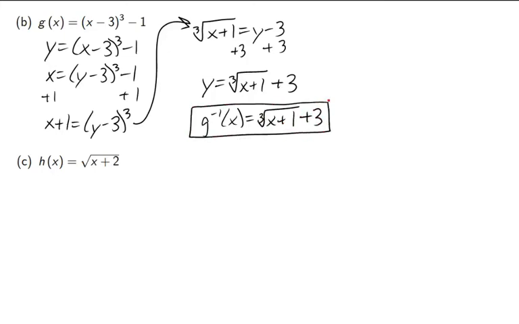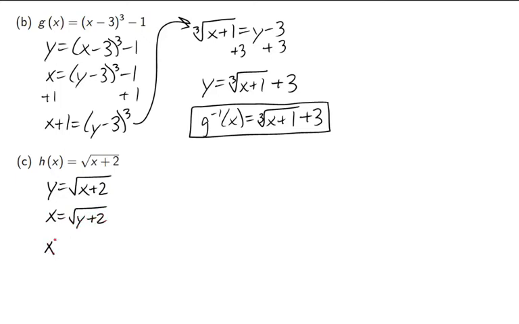Next, h of x, the square root of x plus 2. This one is a little bit trickier than it looks, and I'll show you why. The square root of x plus 2, if we go through the steps, we get y equals the square root of x plus 2. We switch the roles of x and y.